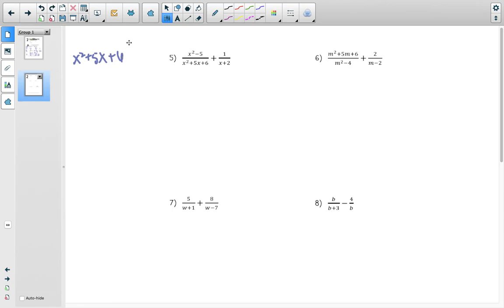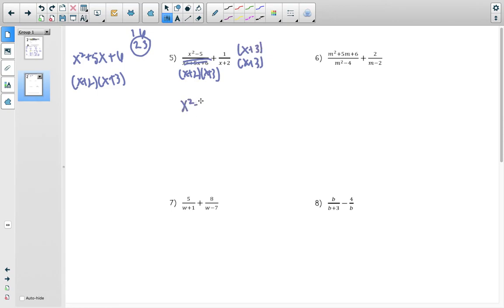Well, factors of 6 are 1 and 6 and 2 and 3, and 2 and 3 would get you 5. So you'd have x plus 2 and x plus 3. So right here, I'm going to replace that with x plus 2 and x plus 3. We should notice that they both have an x plus 2, but this right side doesn't have that x plus 3. So you multiply the top.